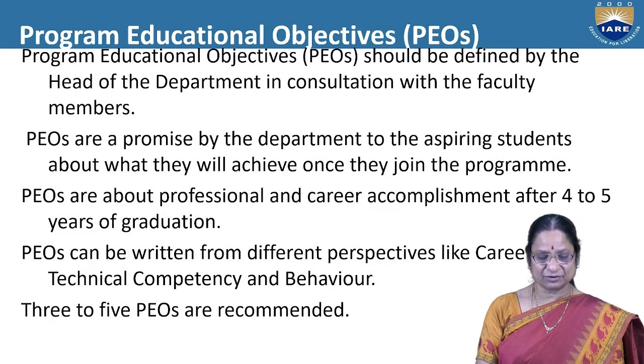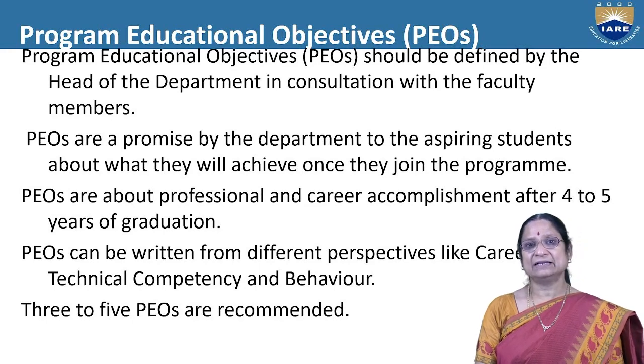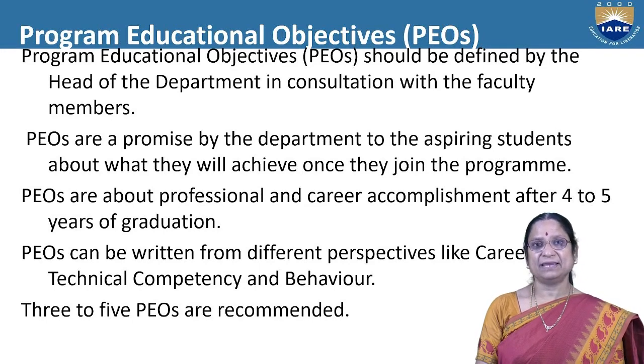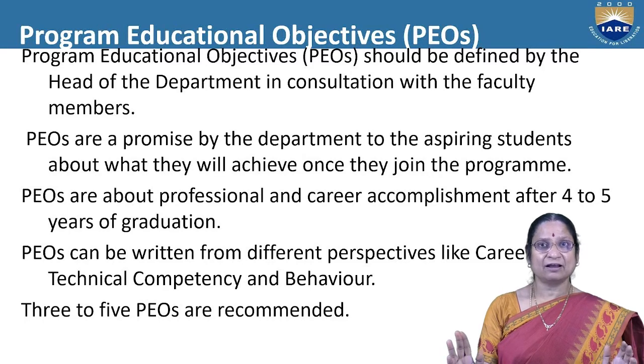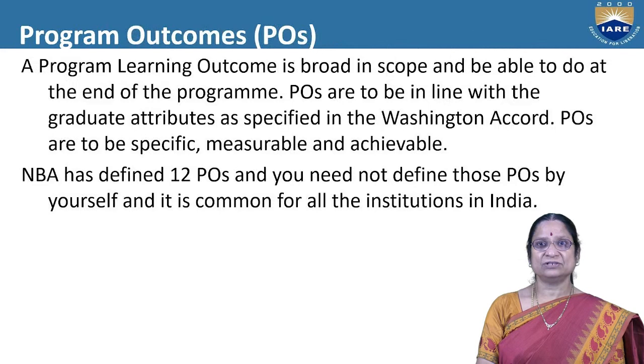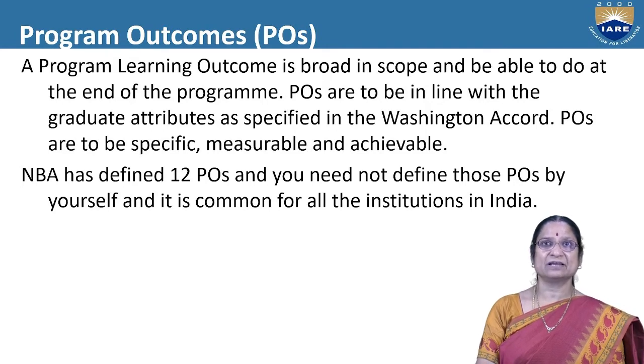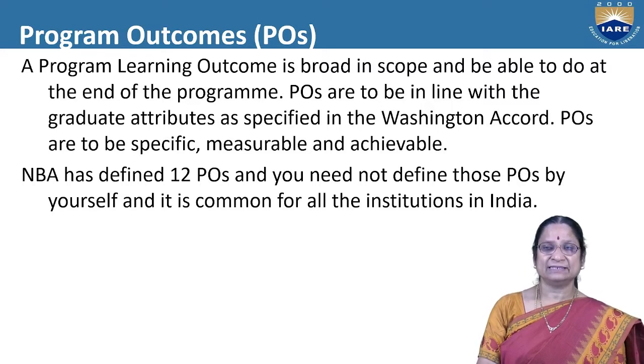So, PEOs can be written from different perspectives like career, technical competency, behavior, and so on, which can be assessed based upon students' feedback after graduation. So 4 or 5 PEOs are generally recommended for each program, that is, BTech Computer Science, etc. Coming to program outcomes, this program learning outcome is broad in scope and is to be achieved by the end of the program.